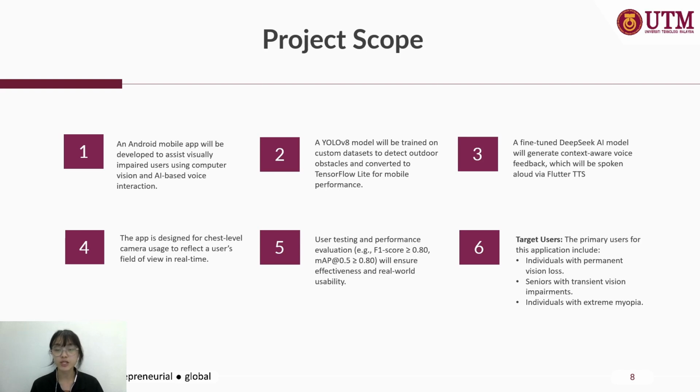via Flutter text-to-speech. Fourth, the app is designed for chest-level camera usage to reflect the user's field of view in real time. Fifth, user testing and performance evaluations such as F1 score and mean average precision will ensure the effectiveness and real-world usability. And lastly, our target users for the application include individuals with permanent vision loss, seniors with transient vision impairments, and individuals with extremophobia.